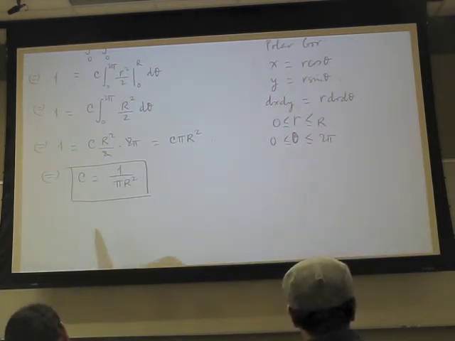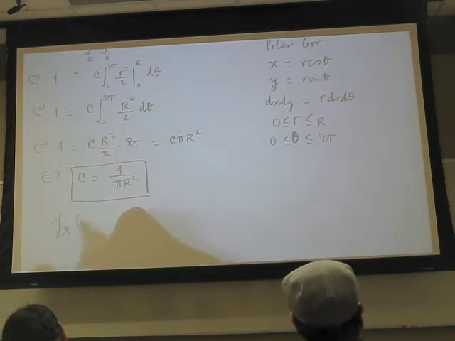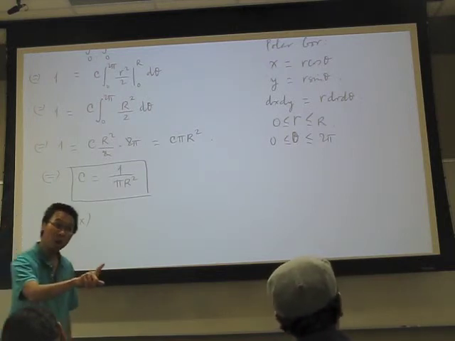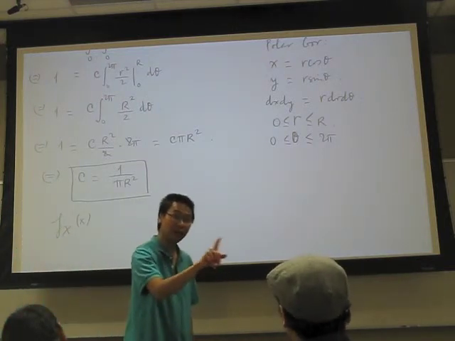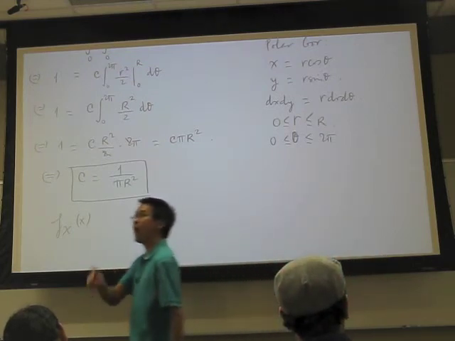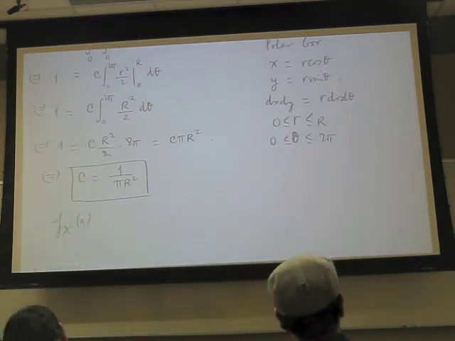So now, if I want to compute capital F of x, little f of capital X of x, what does that mean? I want to compute the marginal density function with respect to x. Correct? Then what do I do? Fix x, sum over y. So that means fix x and you sum over y.